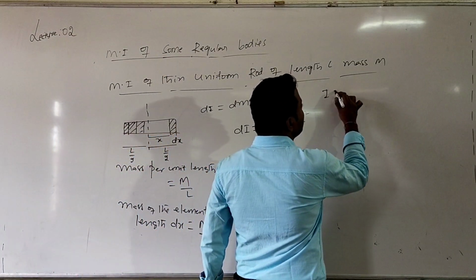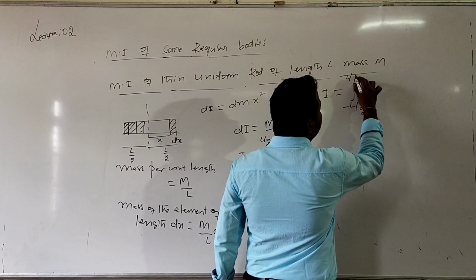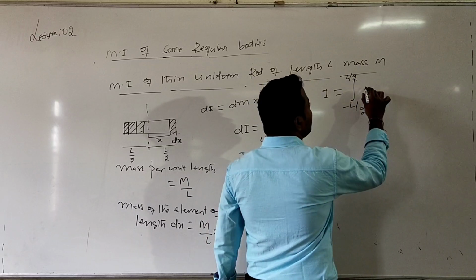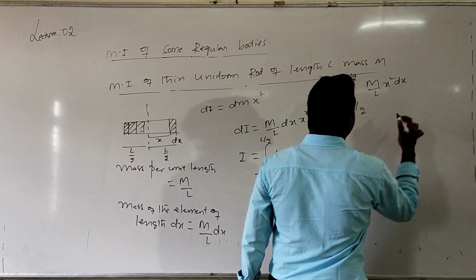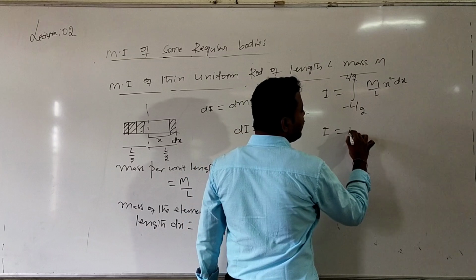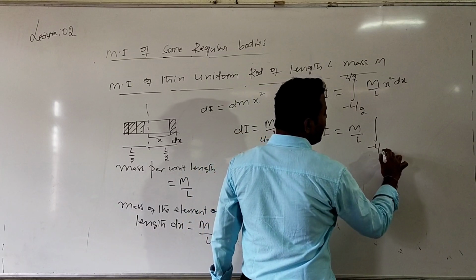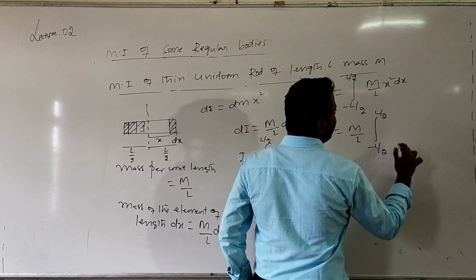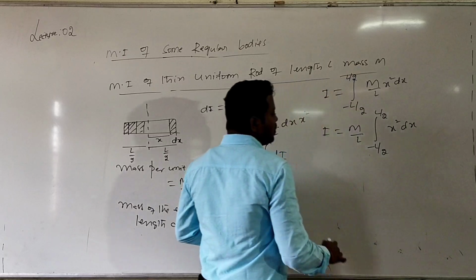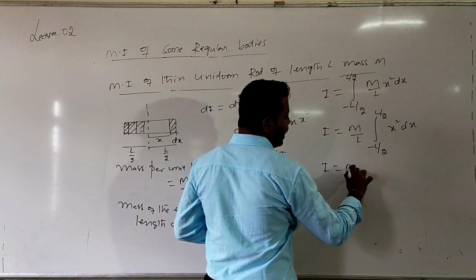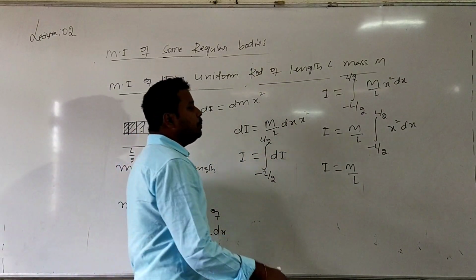I value is equal to integration from minus L by 2 to plus L by 2 of dI. What is the dI value? Capital M by L into x square into dx. Which one can I bring outside? M by L outside. Within the integration, from minus L by 2 to plus L by 2, what will we get? x square into dx. Correct? So I is equal to M by L times the integration of x power n, the formula being x power n plus 1 by n plus 1.